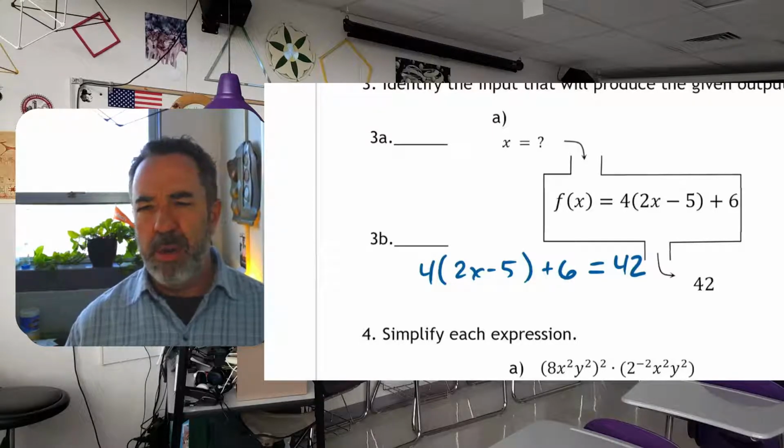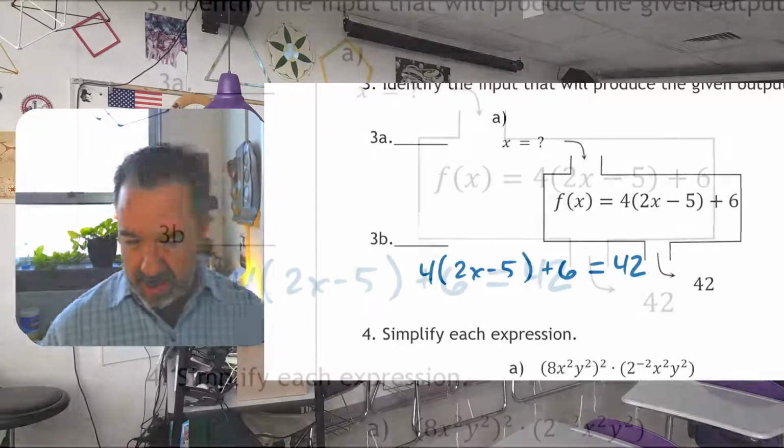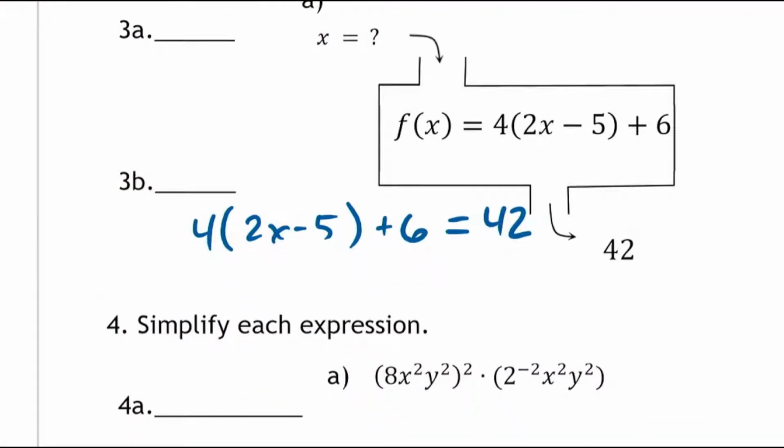Okay, now what am I going to do? Well, probably what I'm going to do, let me just go back to the bigger screen here. I'm going to subtract 6 from each side. So if I take away 6 from the number 42, that's going to give me the number what? Let's just write this. I'll just say this is going to become, and actually I'll distribute this too. I'll say 4 times 2x is 8x minus 20 equals 42 minus 6.